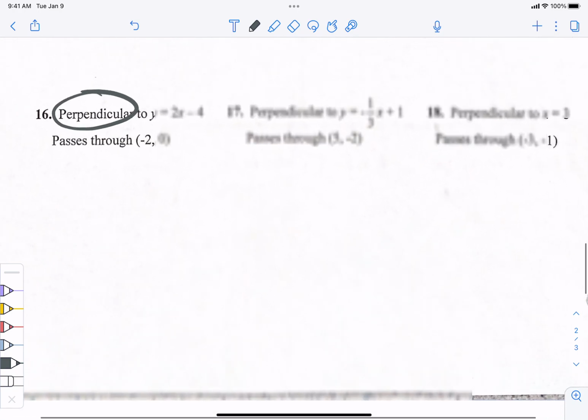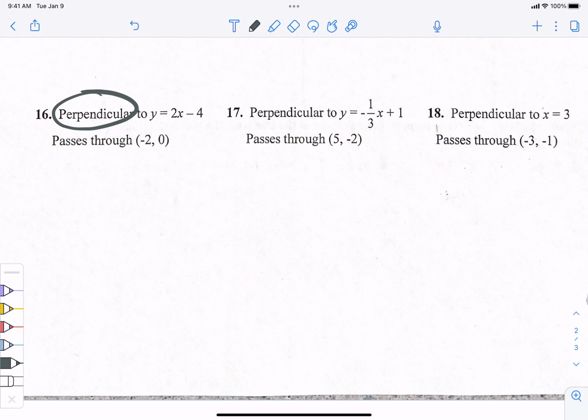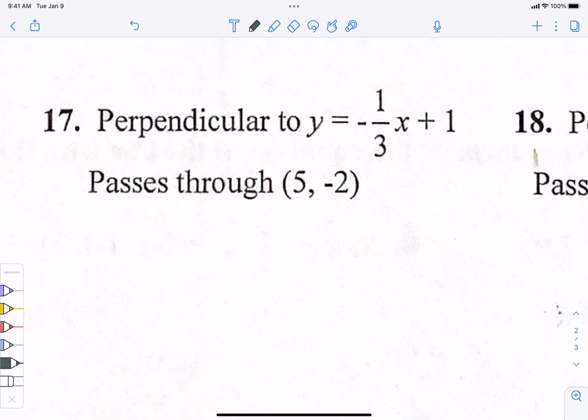Can we do number 18? 16 is hard. Let's not do 18 because I want you to think about 18. 16 and 17? Which one? I've got more votes for 17. All right, let's do 17.